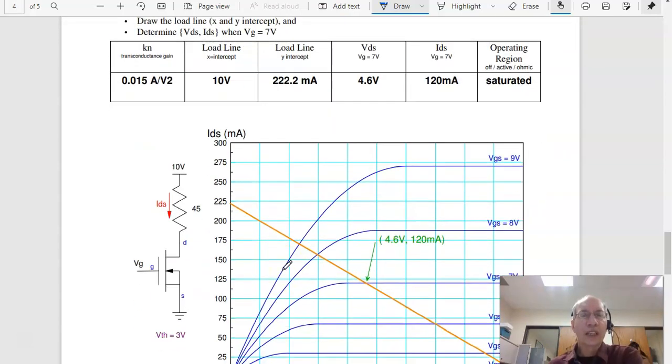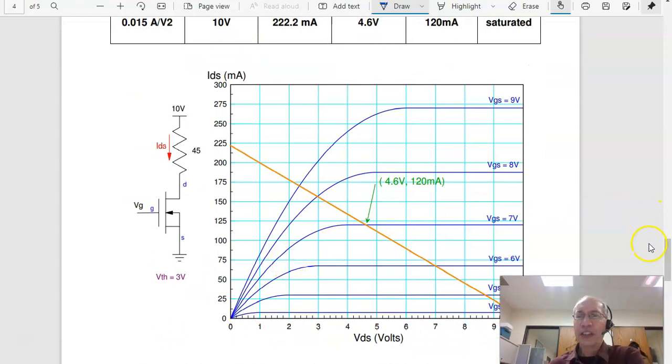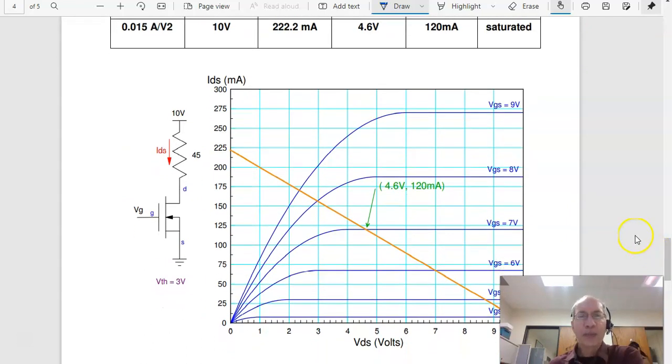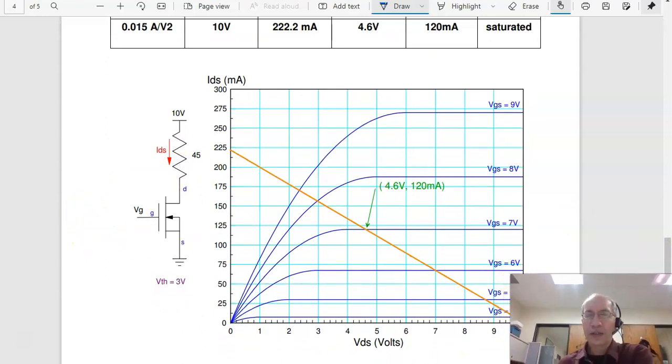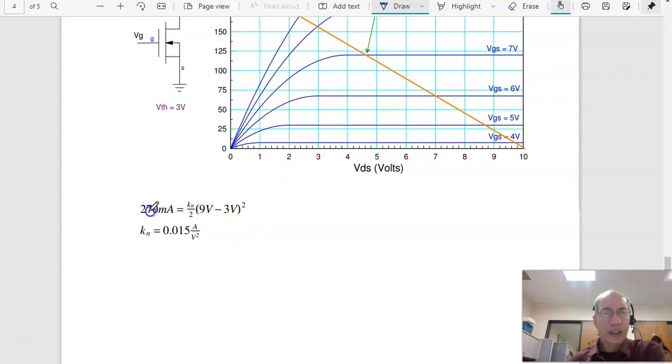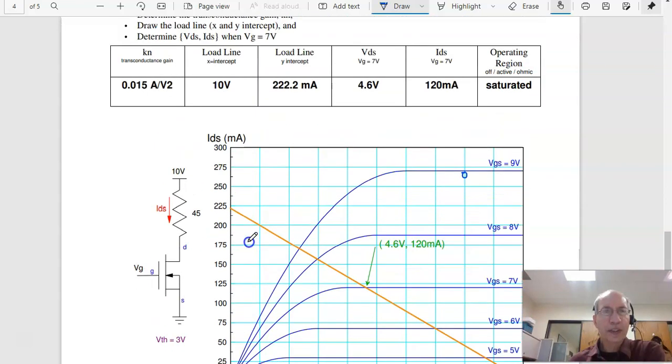Problem 9. If you have this MOSFET, find the transconductance gain, K sub n. Draw the load line, find the operating point when VG is 7 volts. Well, to get the transconductance gain, pick a point, like right here. When VGS is 9 volts, the current is roughly 270 milliamps. The threshold voltage is 3 volts. Solve for K sub n, I get 0.015.